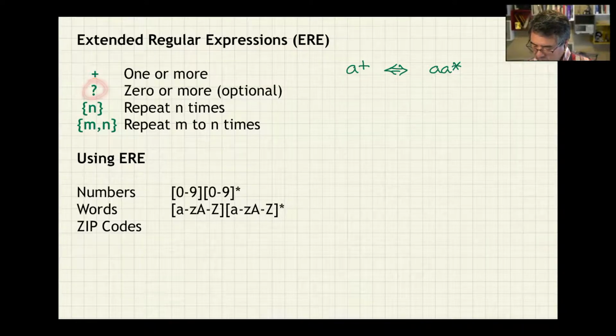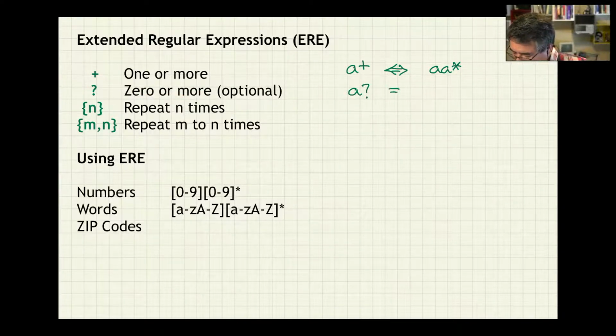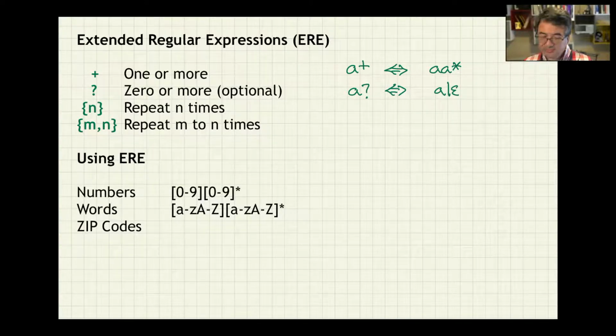Question mark means 0 or 1, or optional. So a question mark is the same thing as a or epsilon. It's either there or it's not. There's a repetition operator. You just put a number inside of curly braces.